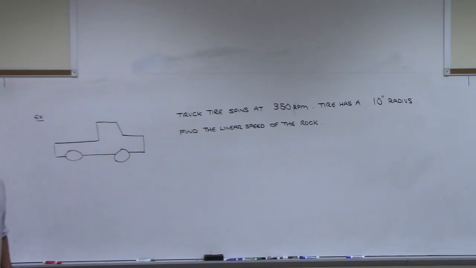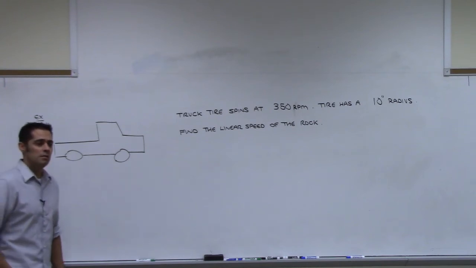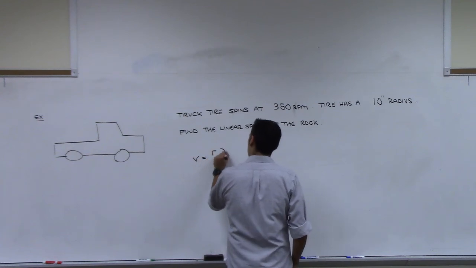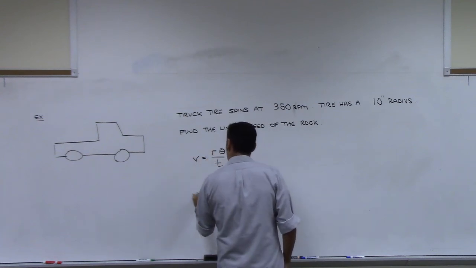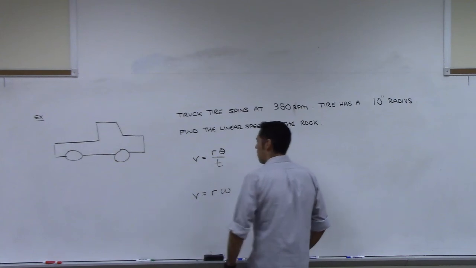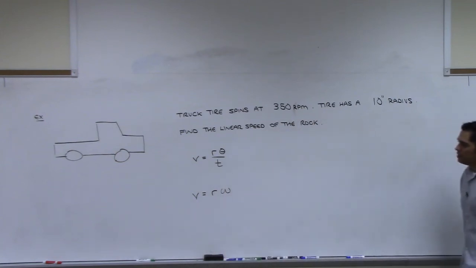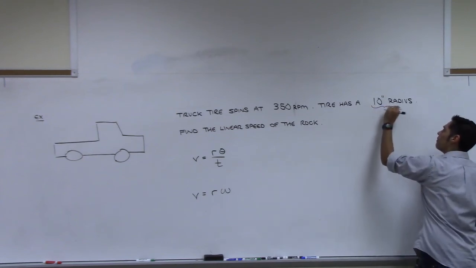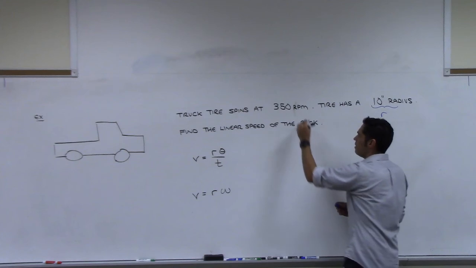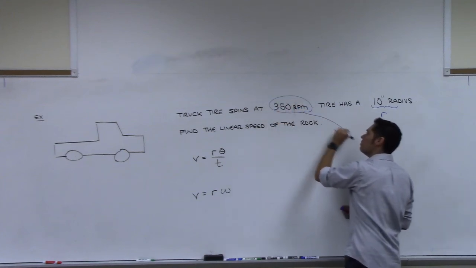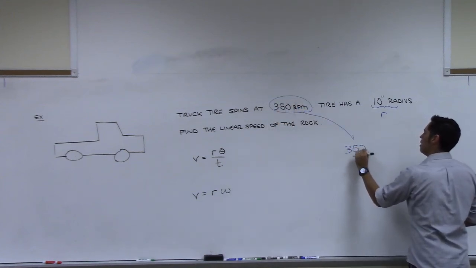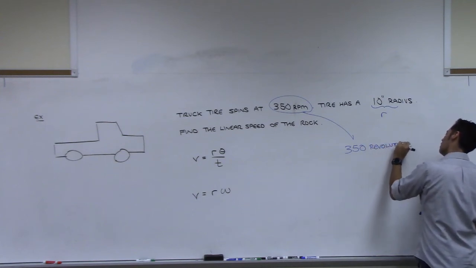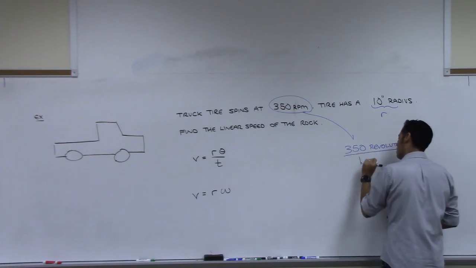Okay, here we go. So you've got two formulas for linear speed, don't you? You have velocity equals r theta over t, and you've got velocity equals r omega. Those are your two choices. Both of them have r, don't they? You've got the radius. So this right here is r. You're good. What is this, though? 350 revolutions per 1 minute.